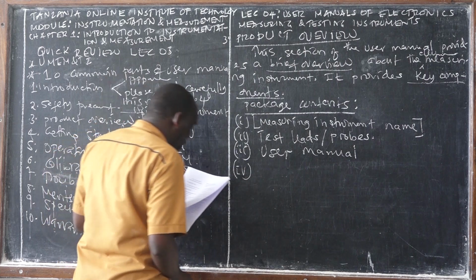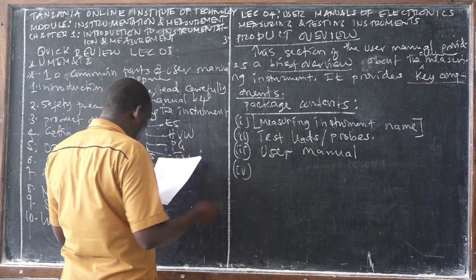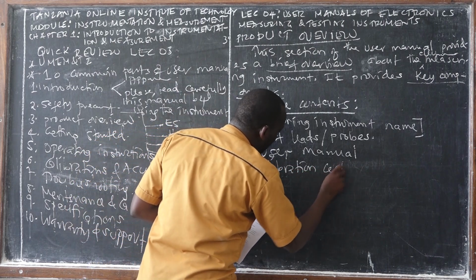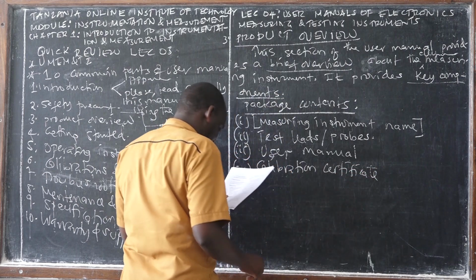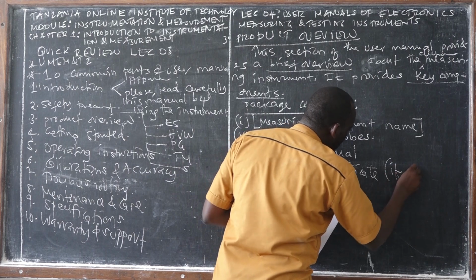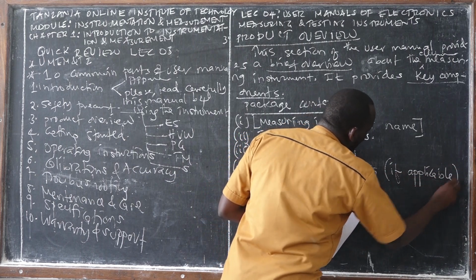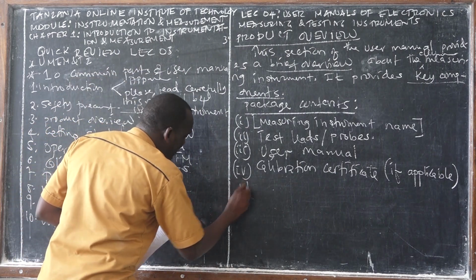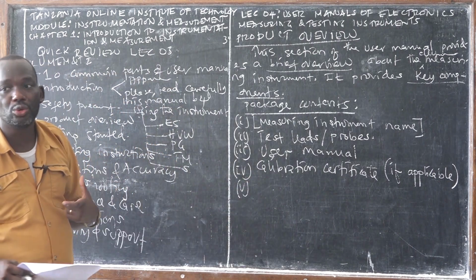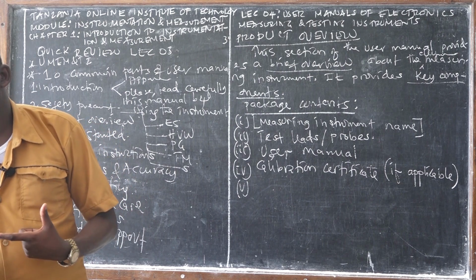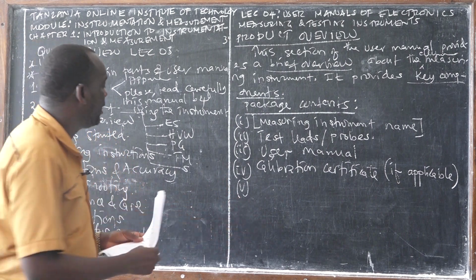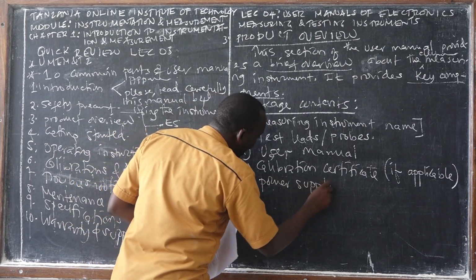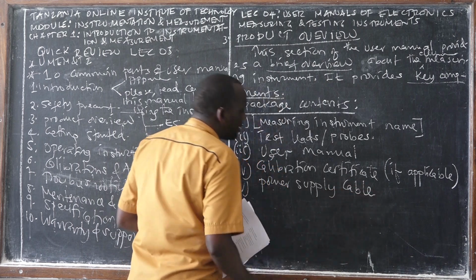Another package content of electronic measuring and testing instruments is sometimes called the calibration certificate, if applicable. Say calibration certificate. This is the certificate which gives you the permission to do calibration, but it's not compulsory. Then the fifth part is the power supply cable.